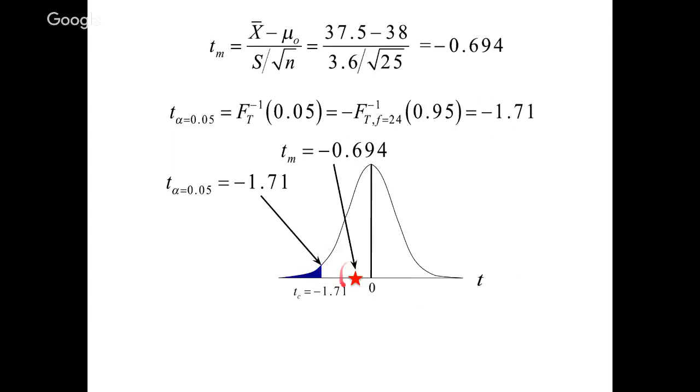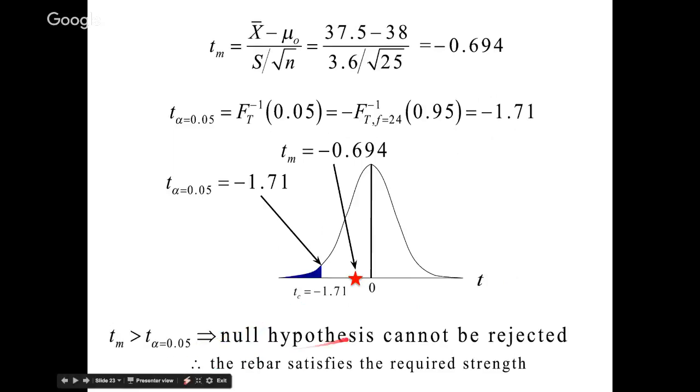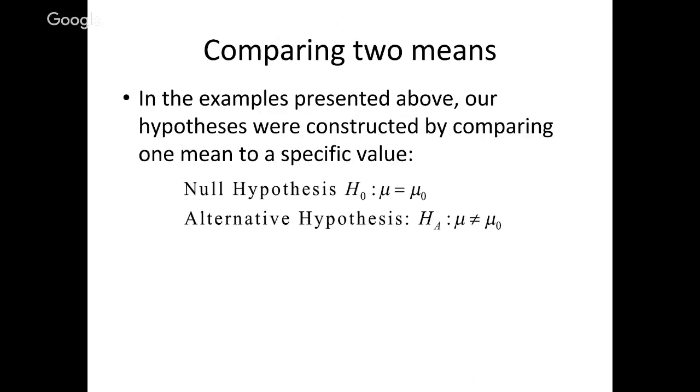And since the measured t falls to the right of that critical value, that means we cannot reject the null hypothesis, which in this case basically means that we can't say that the mean that they collected, 37.5, is statistically different from 38, and therefore we do not reject the rebars. They essentially satisfy the required strength. All right, so that's the case.